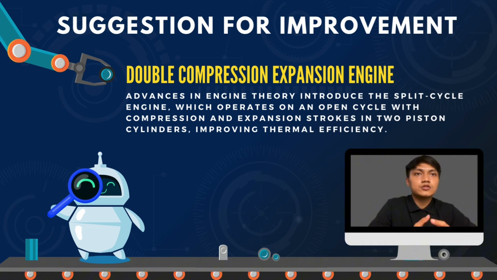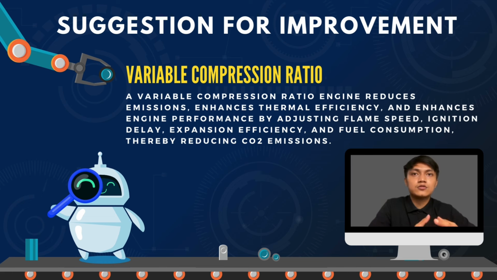Next, we can improve our system by variable compression ratio. A variable compression ratio engine aims to reduce emissions, enhance thermal efficiency, and enhance engine performance by adjusting the compression ratio to allow for faster flame speed, shorter ignition delay, and improved brake thermal efficiency. Then, reducing fuel consumption and CO2 emissions. This improves brake thermal efficiency and produces combustion characteristics, with the peak cylinder pressure rising.